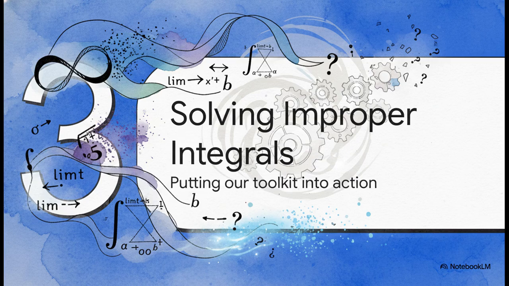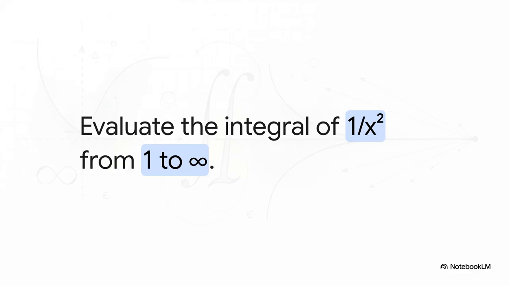All right, enough theory. Let's actually put this toolkit into practice. We're going to walk through 3 examples, starting with the very one that created our paradox, just to see how this 5-step process really works. And here it is, our first challenge, the integral of 1 over x squared from 1 all the way out to infinity. This is a classic type 1 improper integral. So let's fire up our 5-step plan and solve this thing.